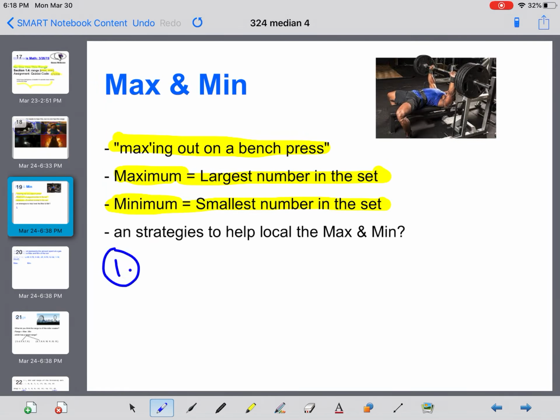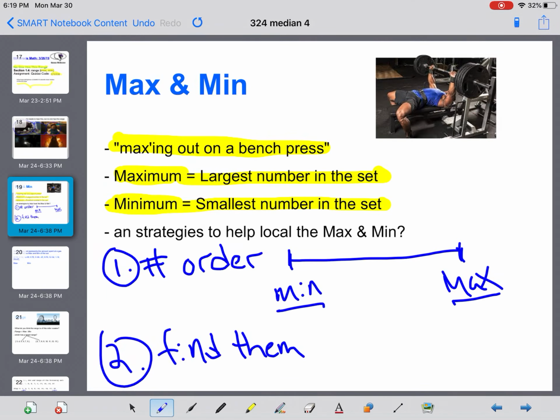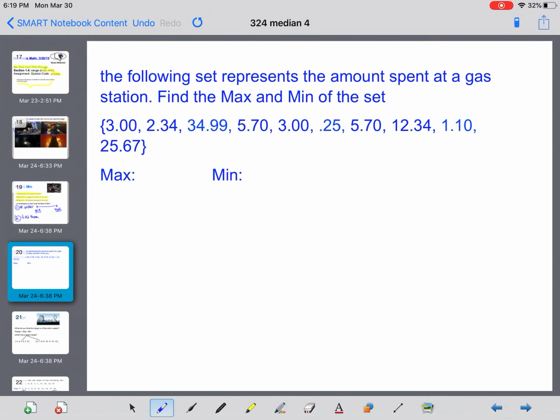And what are some strategies we could think of? Well, one, we can always put it in number order. And then what we can do is we can just find the furthest number to the left and the furthest number to the right. Those are going to have to be our min and max. So here would be our min. Here would be our max. Or two, what I would say is just find it. We have enough math skills where we can find the smallest number in a data set and the largest number.